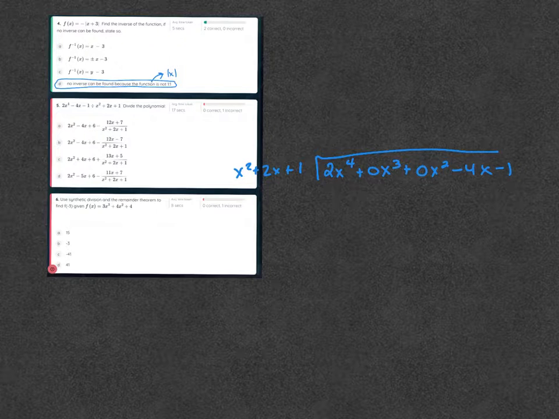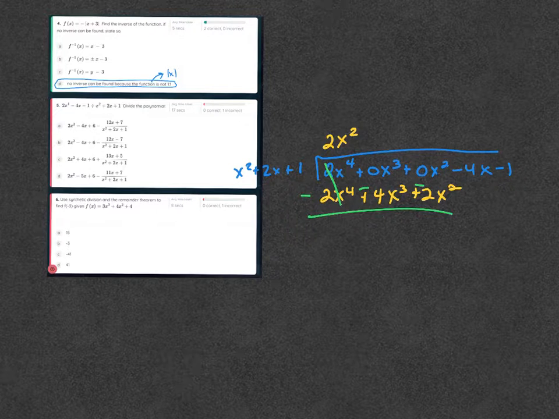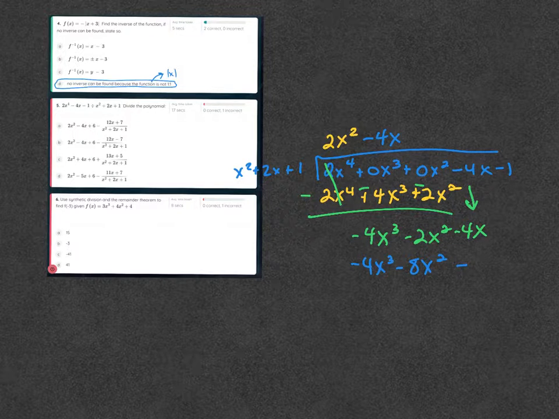So then it's first into first. This would be 2x squared, which becomes 2x to the fourth, plus 4x to the third, plus 2x squared. You're going to change your signs. These cancel. Negative 4x to the third minus 2x squared. Bring down the negative 4. This is negative 4x. So negative 4x to the third minus 8x squared minus 4x. Change your signs.